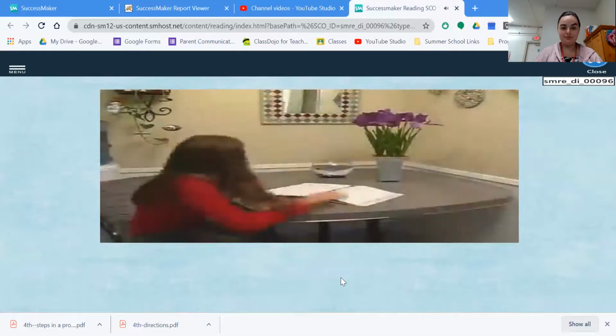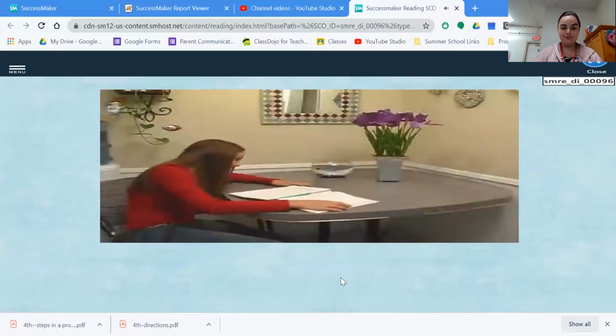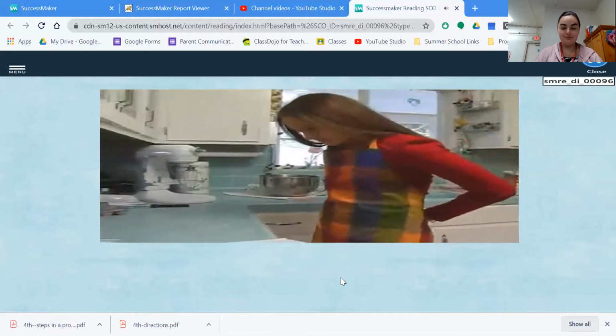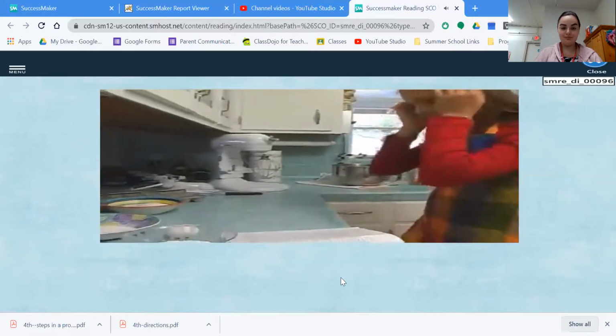To find more directions, just take a walk into your kitchen. Cookbooks are filled with directions. Today, Jasmine wants to bake a cake. Let's look at the written directions she needs to follow.